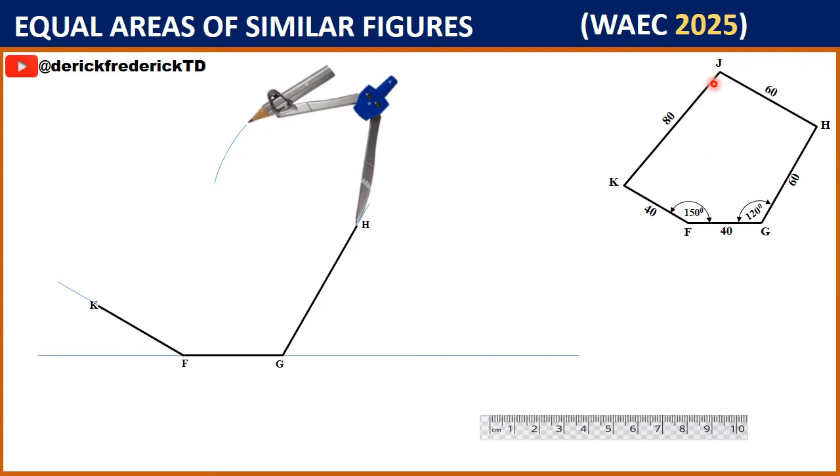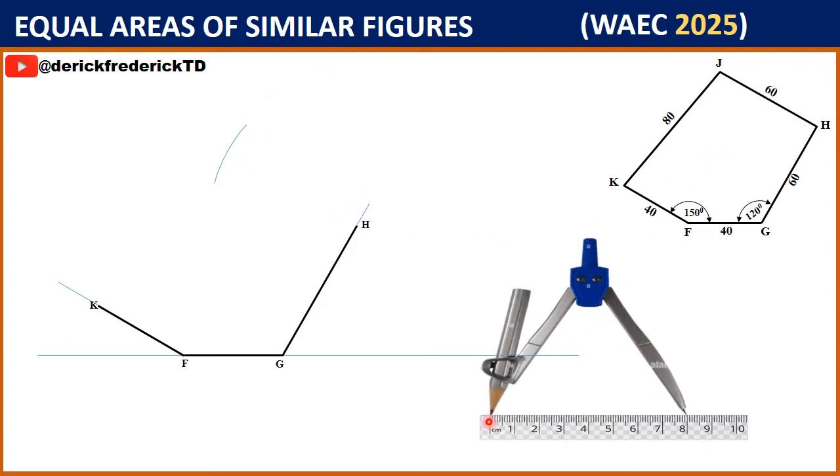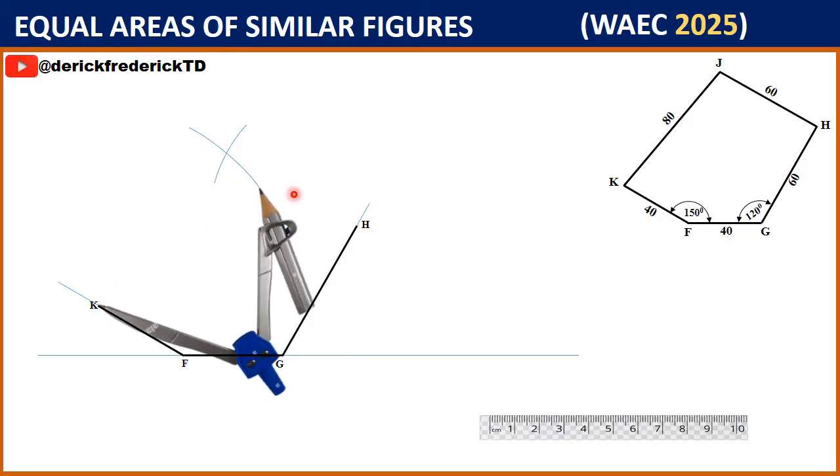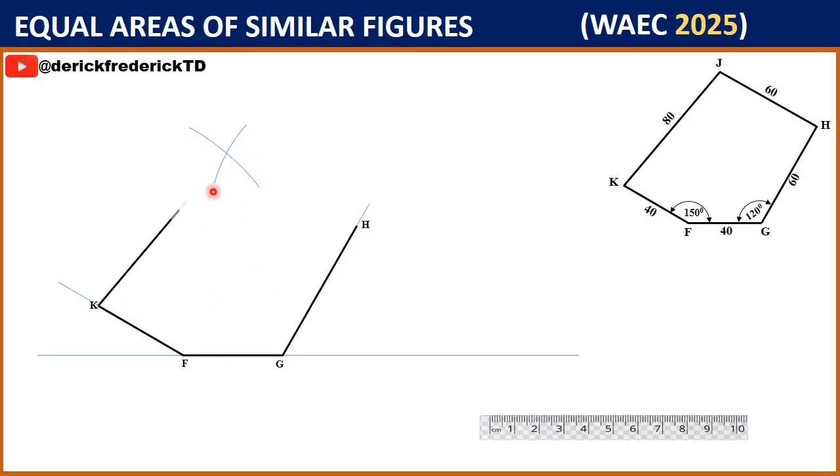So measure KJ 80, as you can see, with your pair of compass and your ruler. So with this 80, needle at K and cut that first arc you drew in this manner. So we have a point of intersection. Connect K to the point of intersection and connect H to the point of intersection and call this point J, as you can see. Now this is the required polygon. This is a pentagon, actually an irregular pentagon.